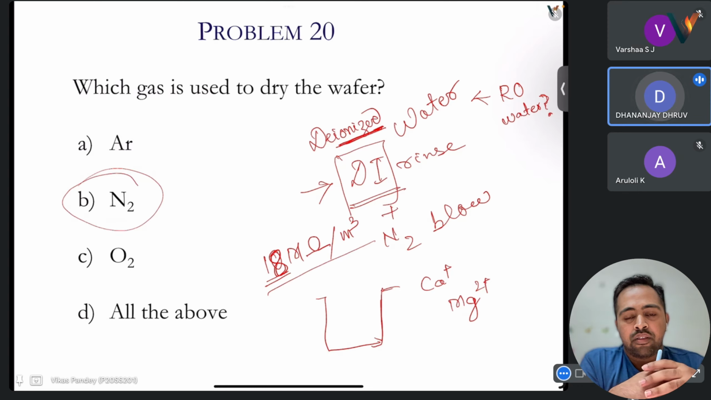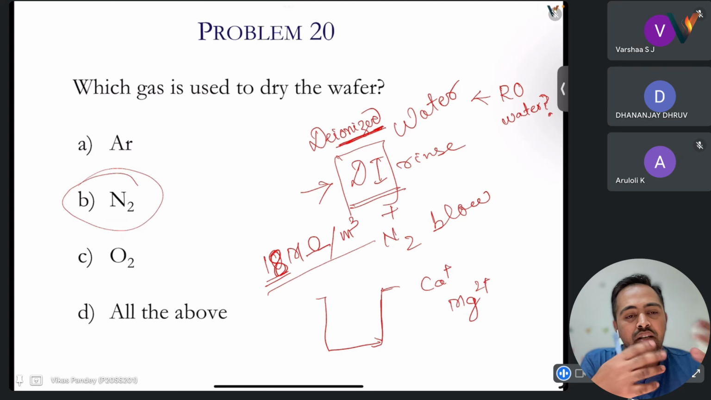Usually, we are cleaning our glasswares with acetone. Is that fine? Yes, fine. But after acetone there will be stains. If you wash with acetone, you will see some white stains. So wash with DI water after that, because that stain is again a problem, especially in semiconductors.